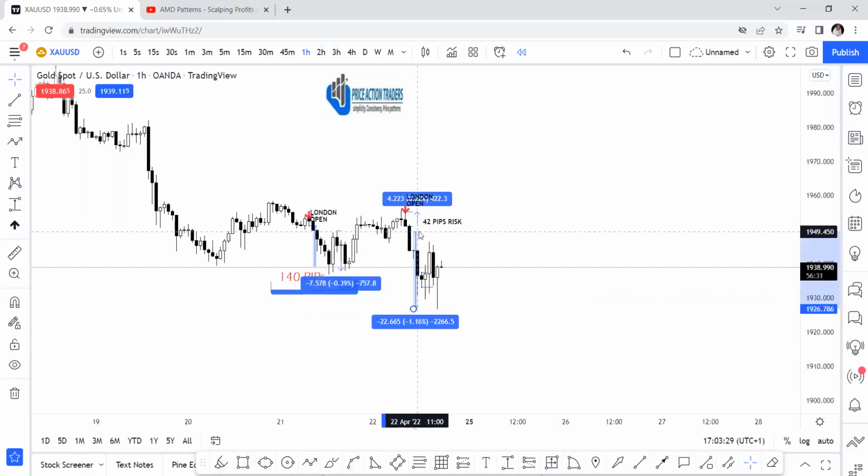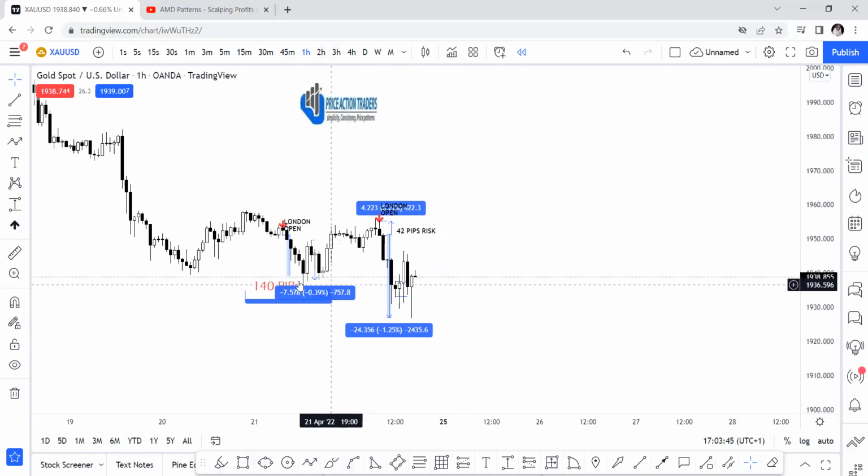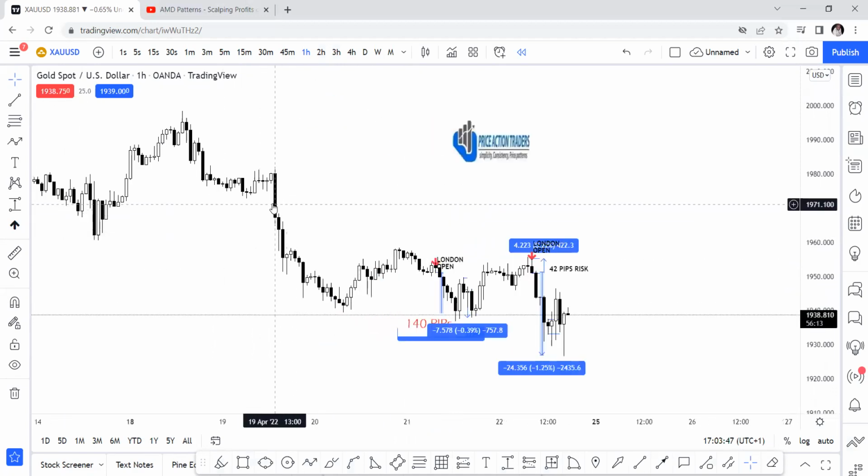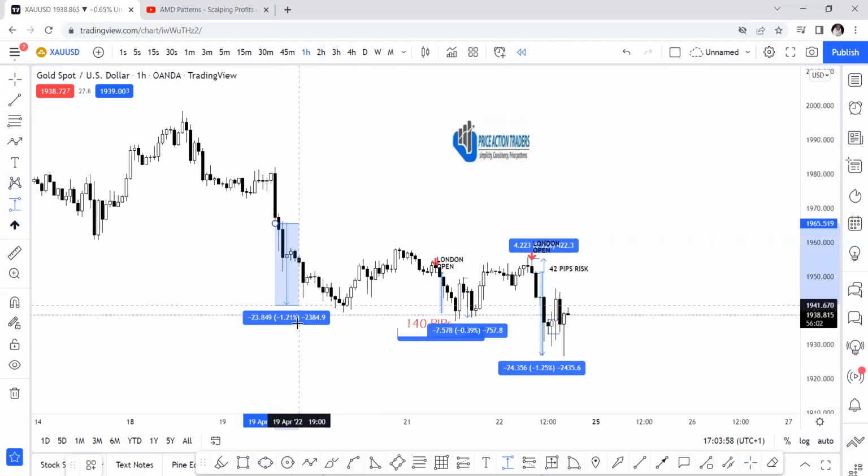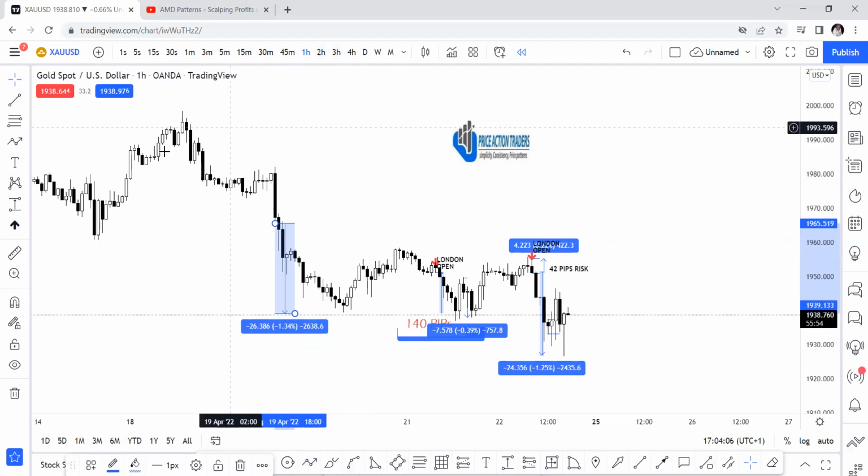From there till now, almost about 242 pips. This is London open. To this place, we got almost about 140 pips down. Then this is New York, a range breakout. We got a breakout here. Then we move down to almost about 264 pips.